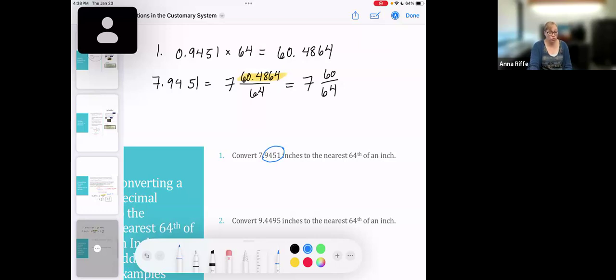We want to reduce. Don't want to leave it in that form. 4 is again a common factor, top and bottom. That will not always be the case, but it has been for the last two problems. So this is 7 and 15 over 16. So this particular measurement is closest to 7 and 15/16 of an inch. Questions on that?